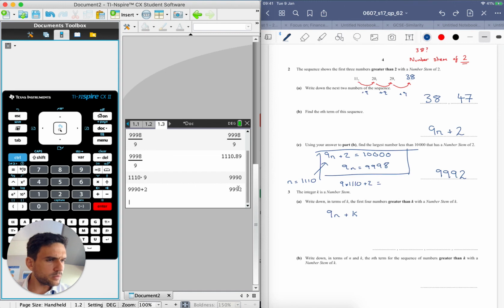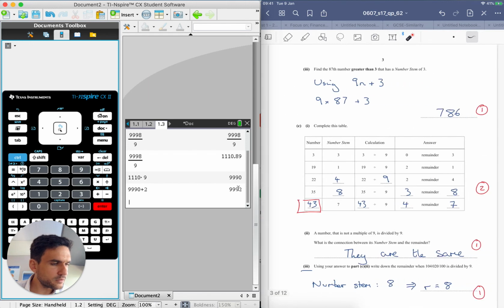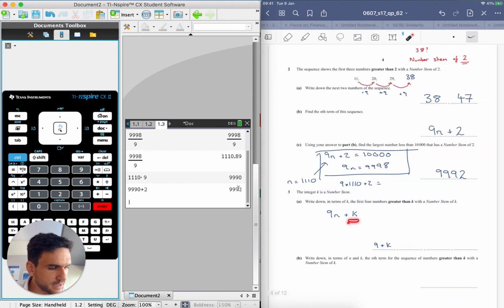For this first one, the way I'm thinking about it is 9 plus whatever k is. Let's revisit that, because this is the tricky bit that unlocks the rest of the answer. If I look at 9, I need to add this 2 in order to get to 11. And if we think about 9 being here, we would have to add this 3 in order to get to 12. So whatever k is, the number stem we're interested in, we add that to 9 to get our first term.